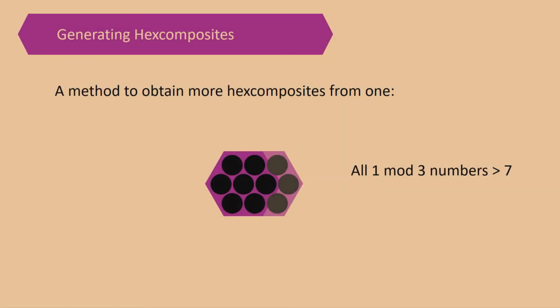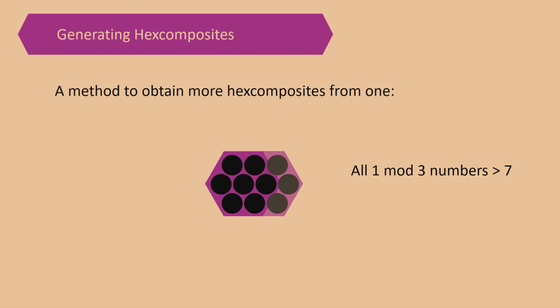Normally, if you have a rectangle, you can just put another rectangle right next to it and say, okay, that's a bigger rectangle. I can put 2 rectangles together to make a rectangle. You can't do that with hexagons because the symmetry doesn't work that way. But what you can do is add layers, add rows. What this does is you can generate more hex composites by just adding 3 to 7. So now we know that all 1 mod 3 numbers that are greater than 7 are definitely hex composites.